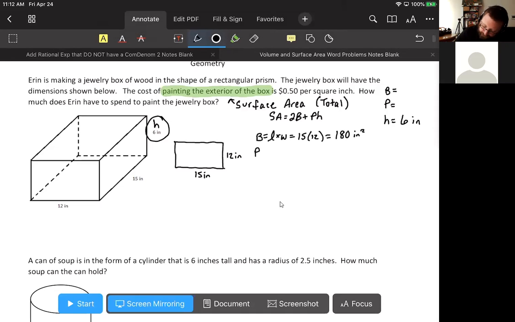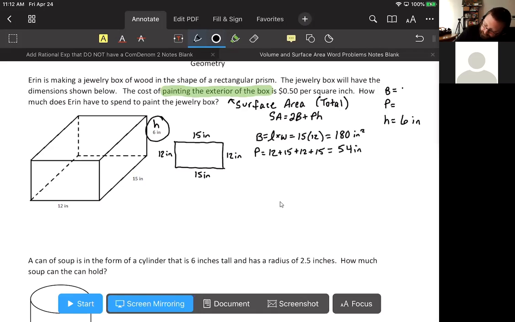For the perimeter of the base, I know there's an equation that says 2 times 12 plus 2 times... I'm just going to add up the side lengths. If that's 12 by 15, then this side up here is 15, this side over here is 12, and I can just add those together to get the perimeter of this shape as being 54 inches.